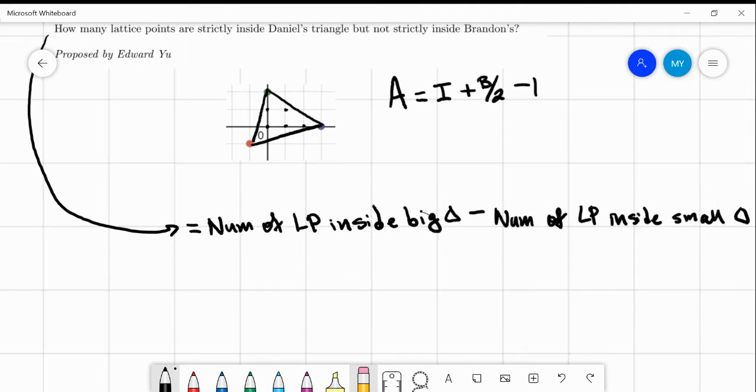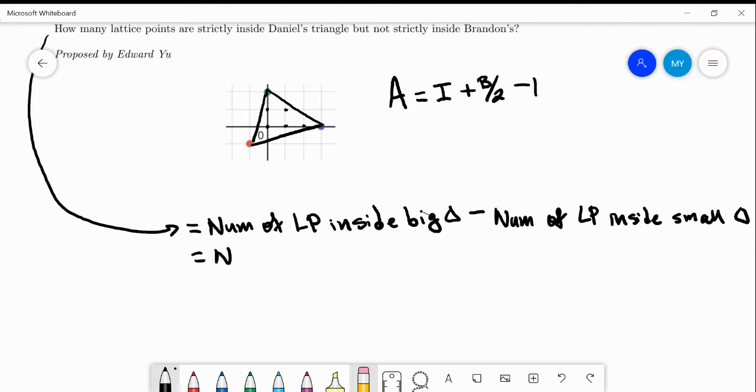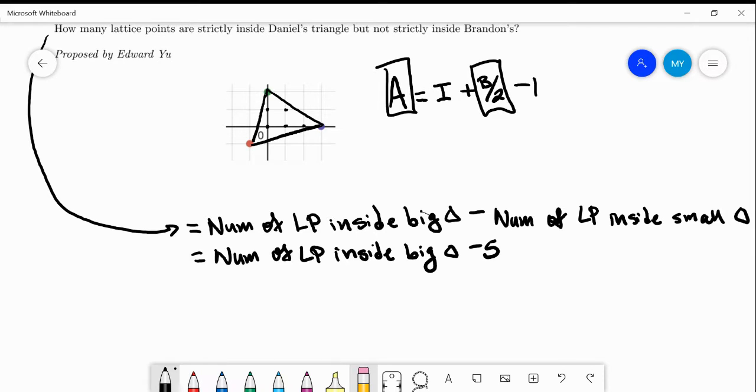So our final answer is going to equal the number of lattice points inside the big triangle minus 5. And I said we were going to use Pick's theorem here, but up until now, we haven't used Pick's theorem. So we're going to use it now. So how are we going to do this? To count the number of lattice points inside the big triangle, we need to know the area of the big triangle, and we need to know the number of points on the boundary of the big triangle.